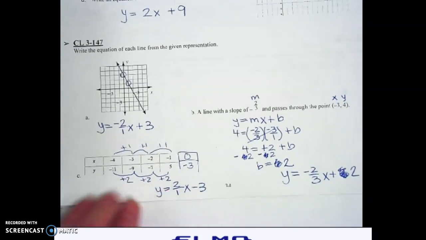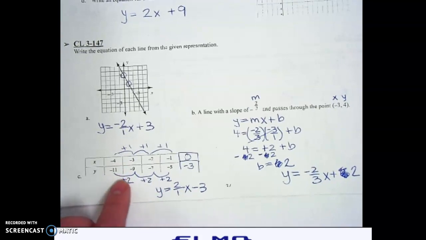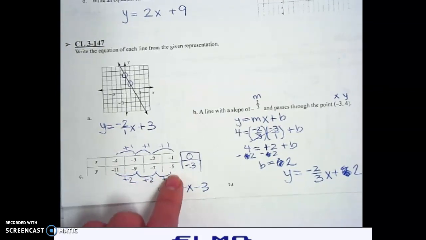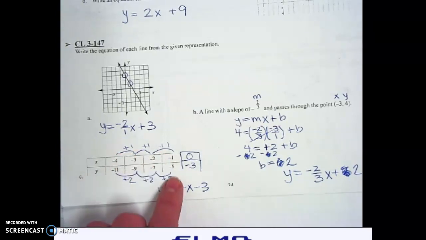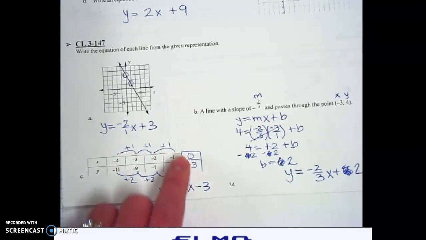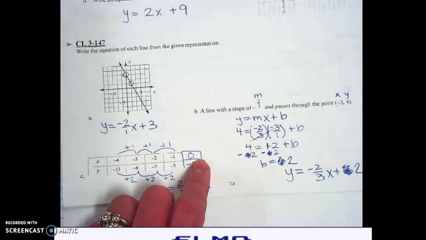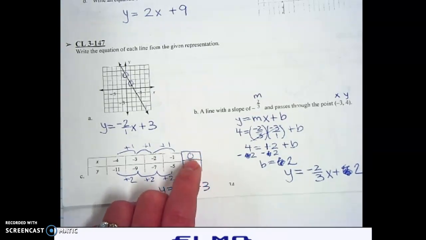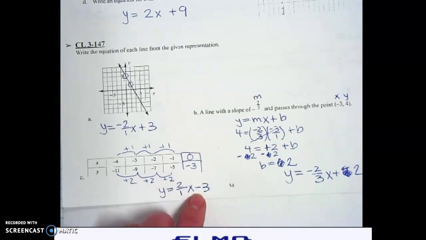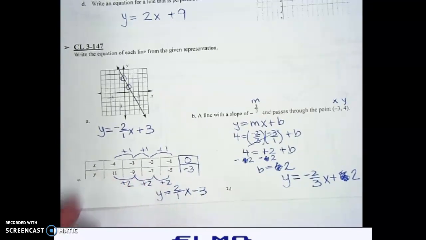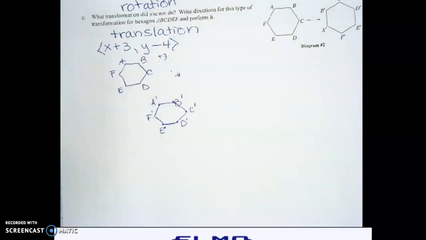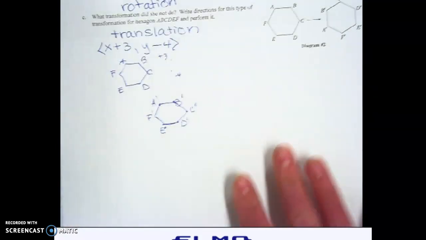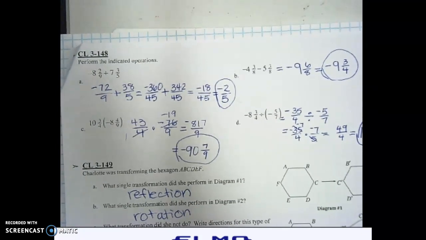For part C, I was trying to figure out the slope, so I noticed that the change in y is 2, the change in x is 1, so the slope is 2 over 1. And I just continued the pattern and found that the y-intercept would be at negative 3. So the equation of the line is y equals 2x minus 3. Turn over to the next page, top of page 35.